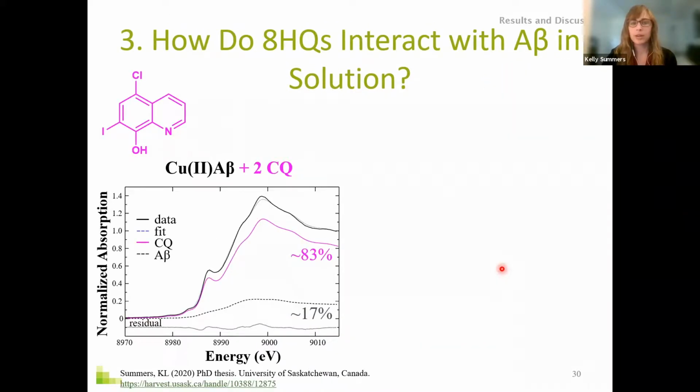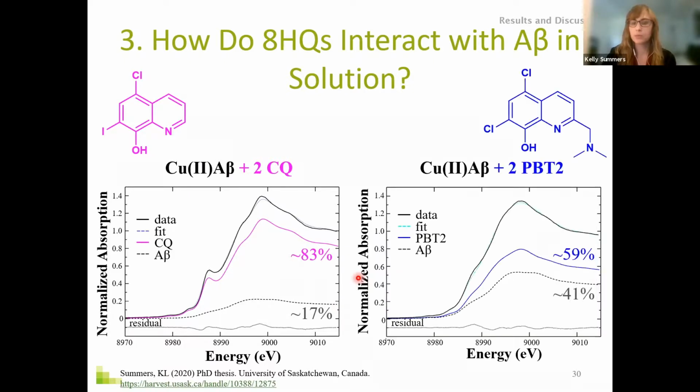And then we went on to look at how 8-hydroxyquinolines interact with amyloid beta in solution. And so we started again by looking at clioquinol. So we took a solution of copper-2 amyloid beta. This is also the full-length peptide, so we have all 42 residues. And then we added 2 molar equivalents of clioquinol. And we found through fitting our near edge spectrum that about 83% of the copper is now bound to clioquinol. So it sequesters about 83% of the copper. And about 17% remained coordinated to amyloid beta.